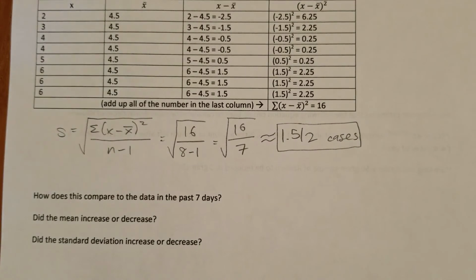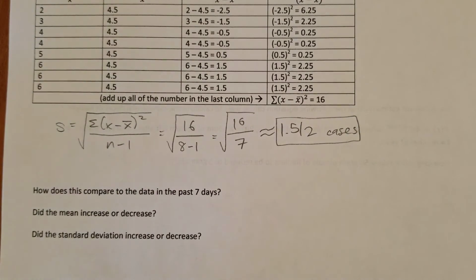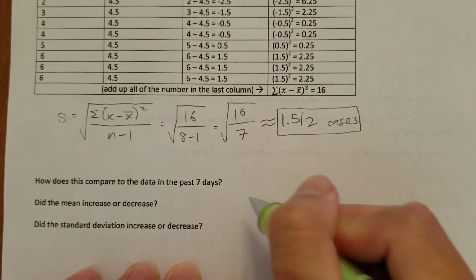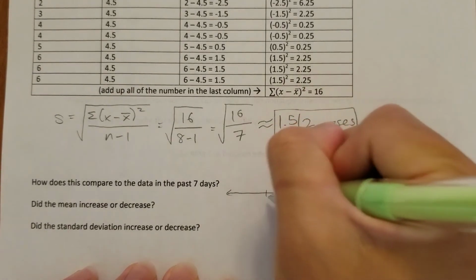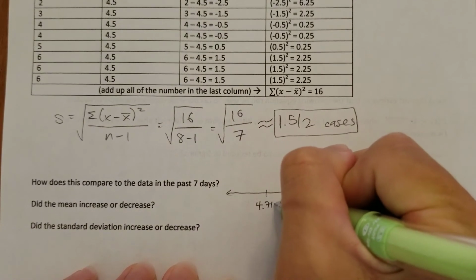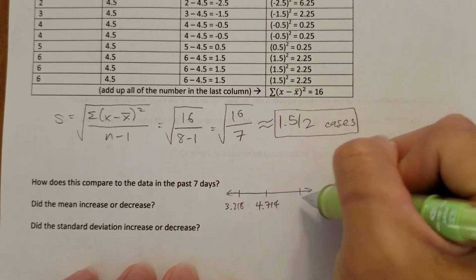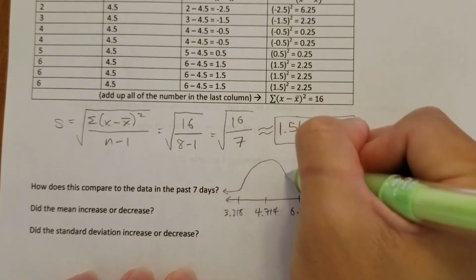Now, let's go ahead and compare some of this data with the first data that we had. So, how does this compare to the data in the past 7 days? What we had earlier, right? We had something that looks like this. Earlier we had 4.714 cases, and then it goes to about 3.218, and it goes to about 6.21. So this is what we started off with originally.